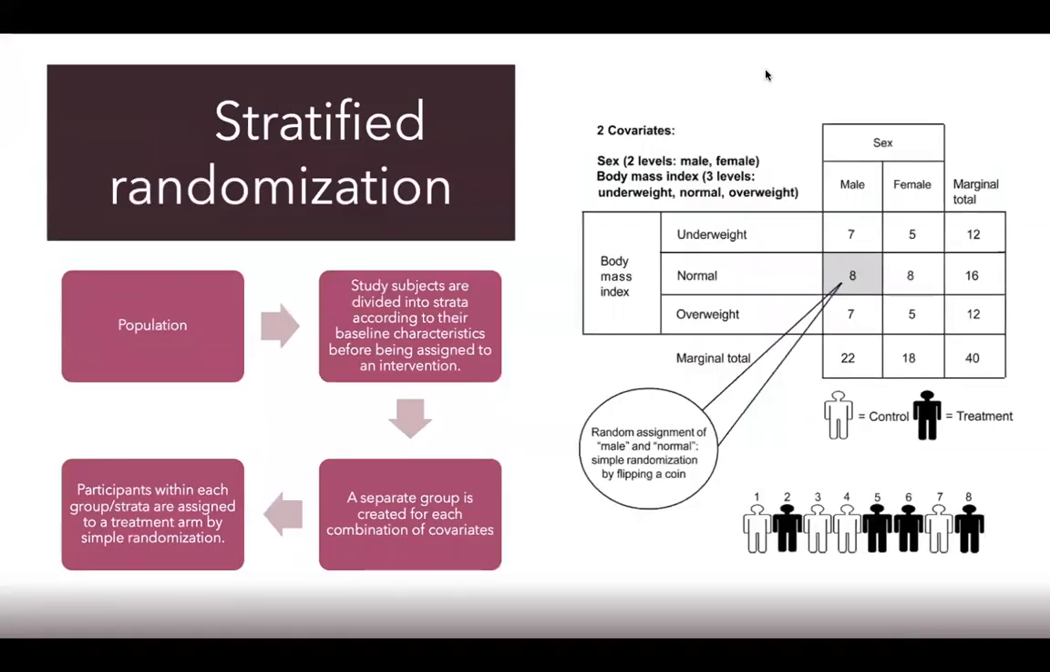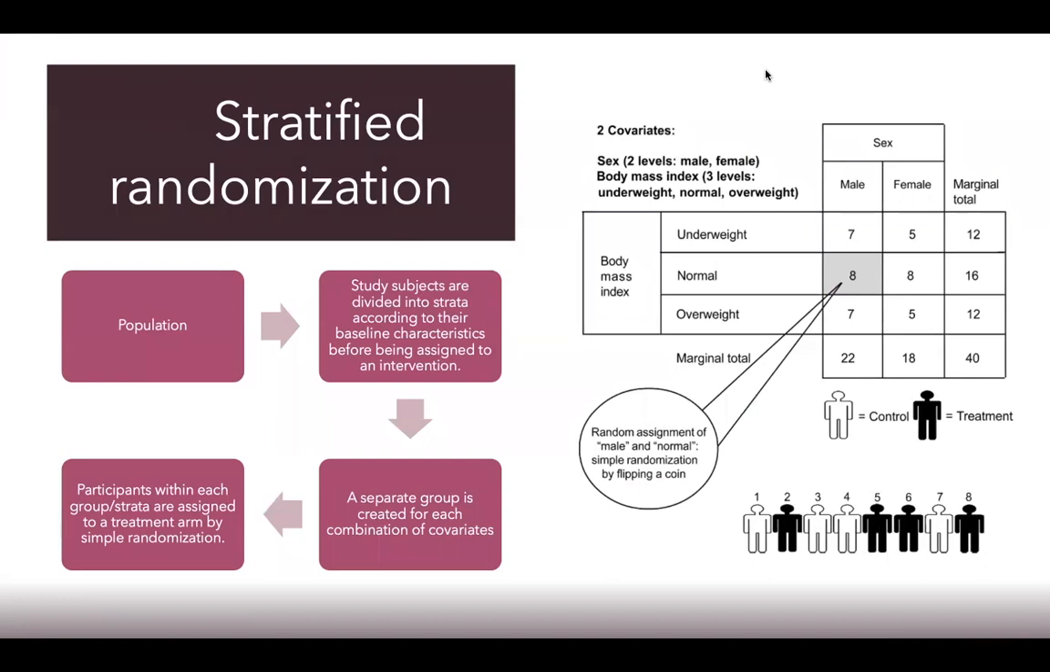Next, we have stratified randomization. This method aims to ensure balance between treatment groups for specific factors or characteristics that can potentially influence the study outcomes. In this method, participants are divided into subgroups or strata based on baseline characteristics. So if we see on the right, we have an example of 2 baseline characteristics that are being taken into account at the time of randomization in a study.